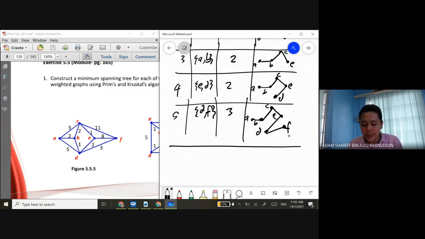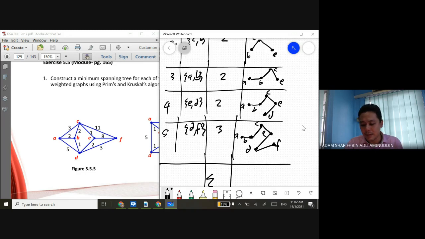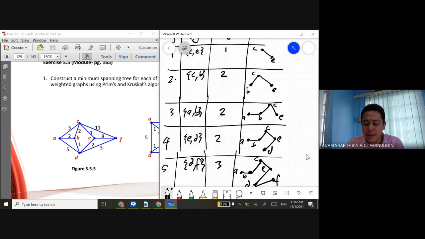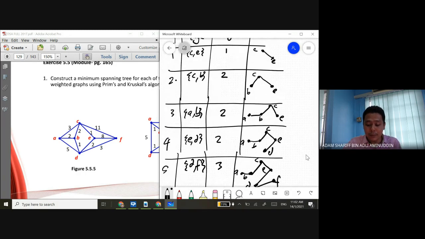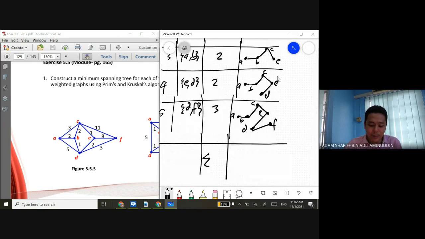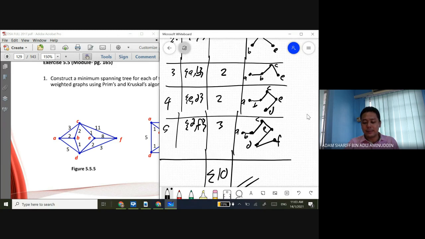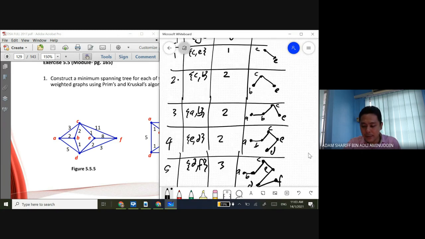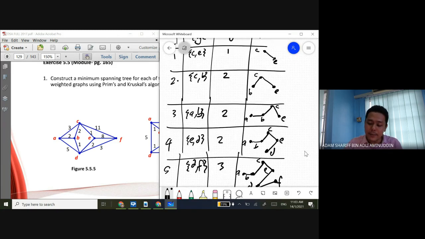So the total weights based on Prim: 1 plus 2, 1 plus 6, 7 plus 3, it will be 10. As you observe here, I start with the smallest possible edge, CE, and I always look at the incident edges with the smallest weight.